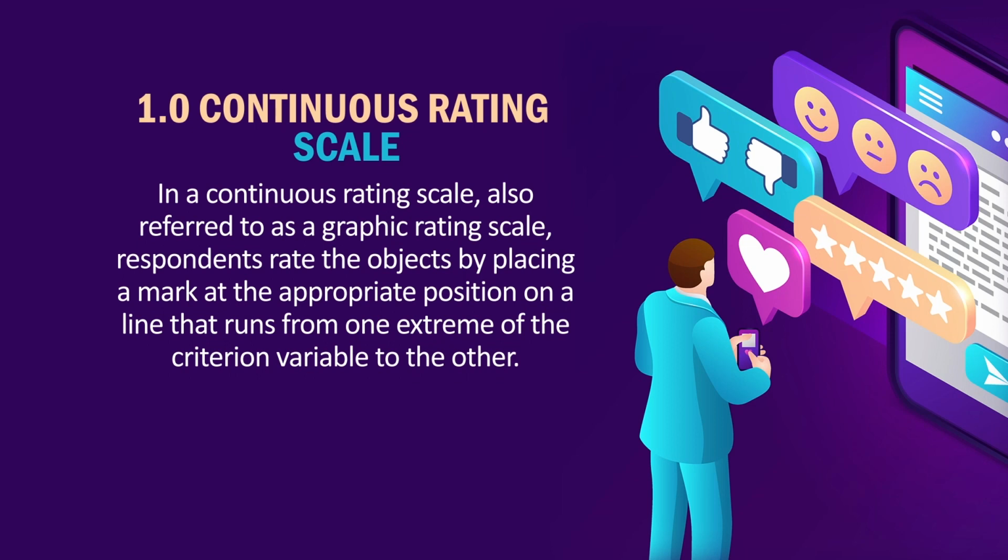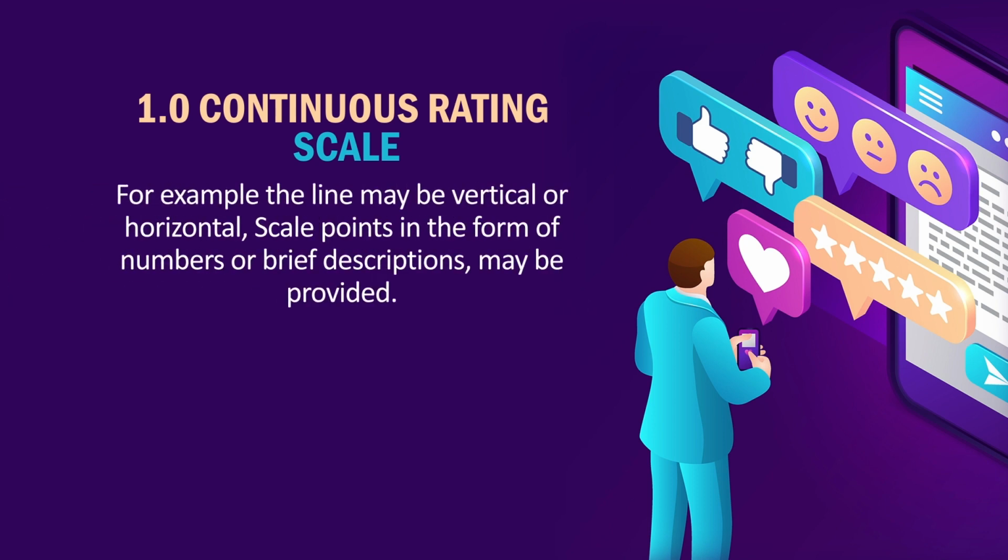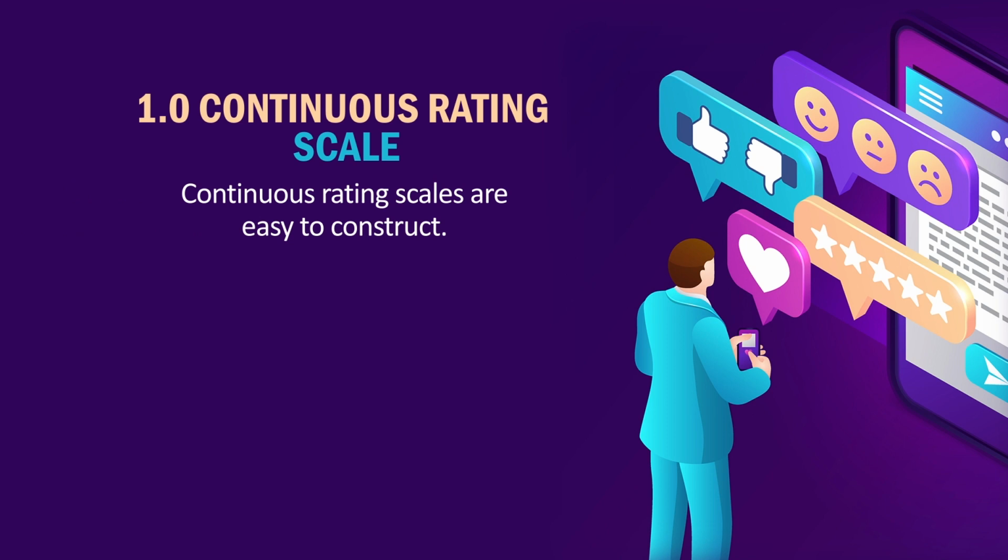Respondents rate the objects by placing a mark at the appropriate position on a line that runs from one extreme of the criterion variable to the other. So the form of continuous scale may vary considerably. It varies from situation to situation. For example, the line may be vertical or horizontal, and scale points in the form of numbers or brief descriptions may be provided. So continuous rating scales are easy to construct.